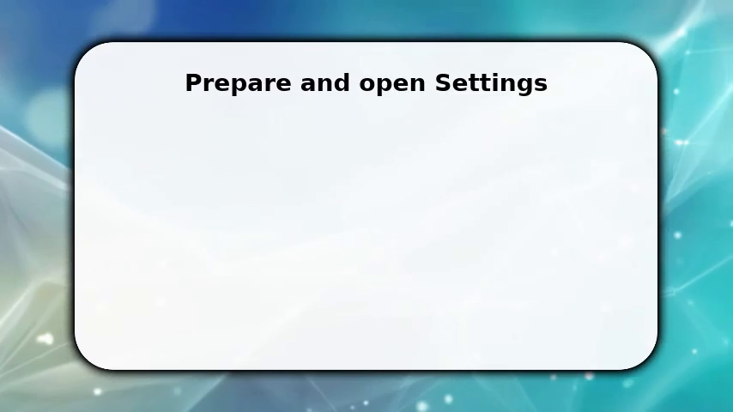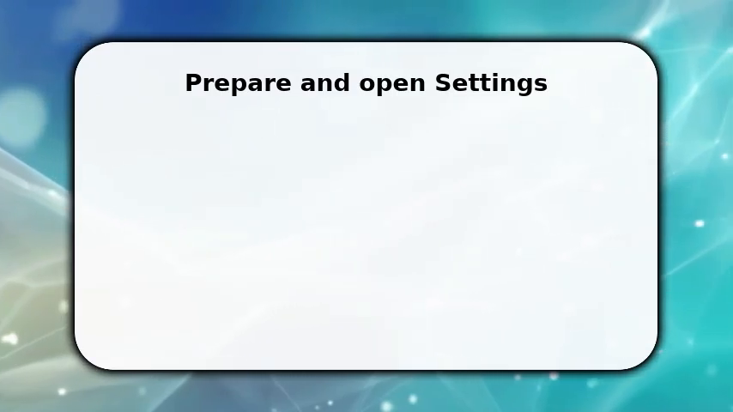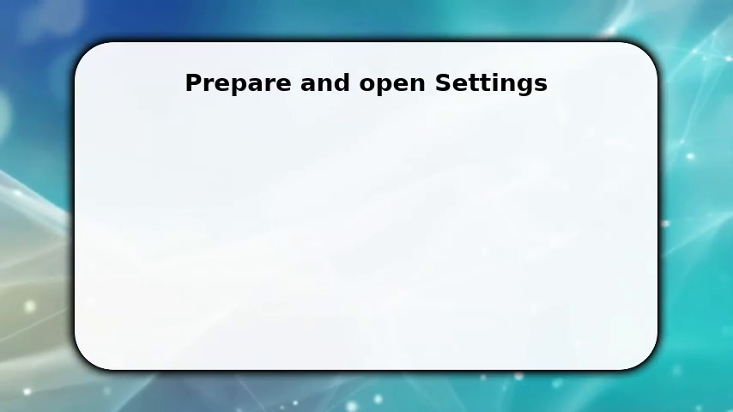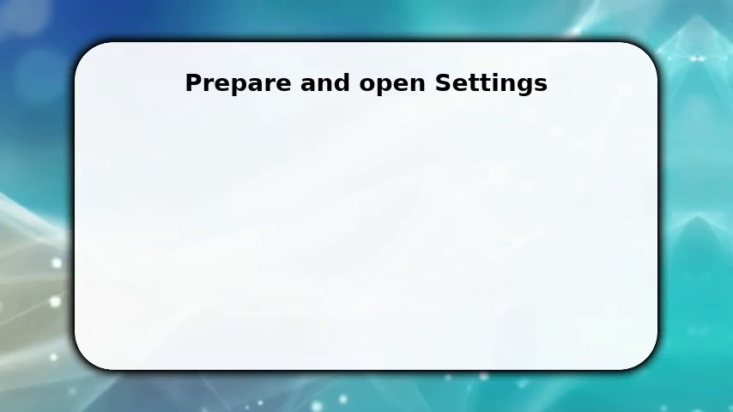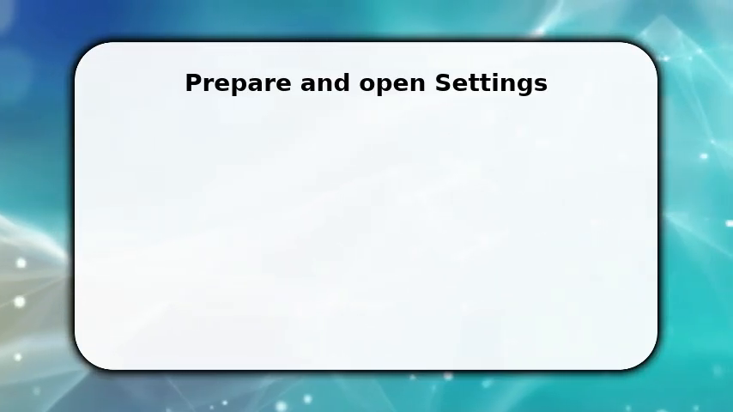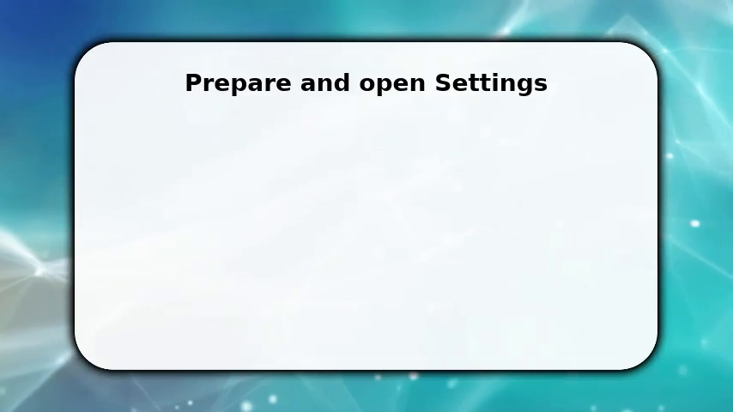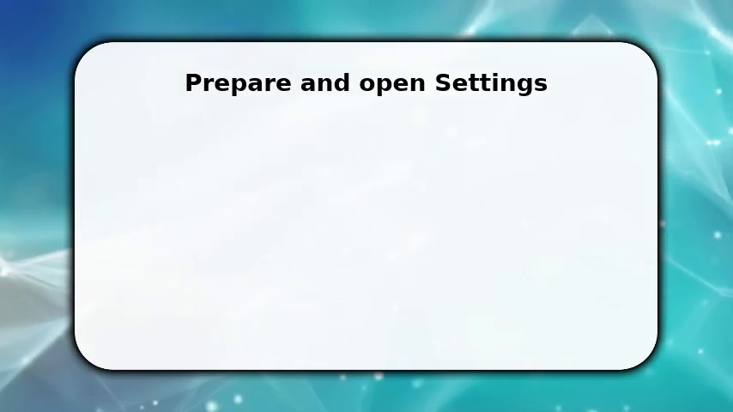You start by making sure your device is unlocked and has enough battery to avoid interruptions. Open Settings and locate Screen Time on iOS or Digital Wellbeing on Android. If you don't see it, use the search field at the top. Tap the entry to enter the feature.